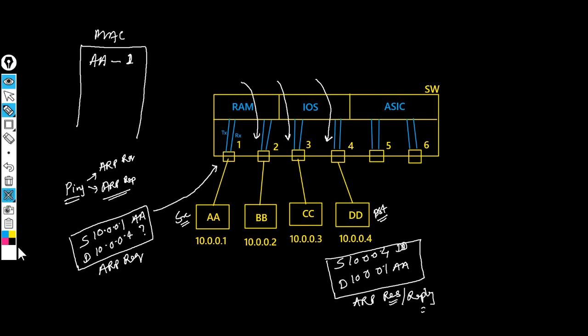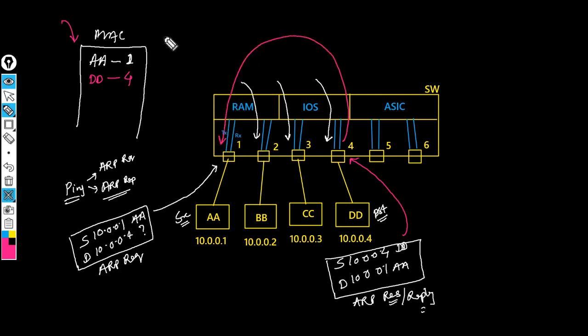Again, this information goes to switch. Now switch will simply learn the MAC address DD coming from port number 4, and what is the destination? Destination is AA. AA is there in the MAC address table. Yes, connected to which port? Port number 1. Now this request will be simply forwarded from here to here.